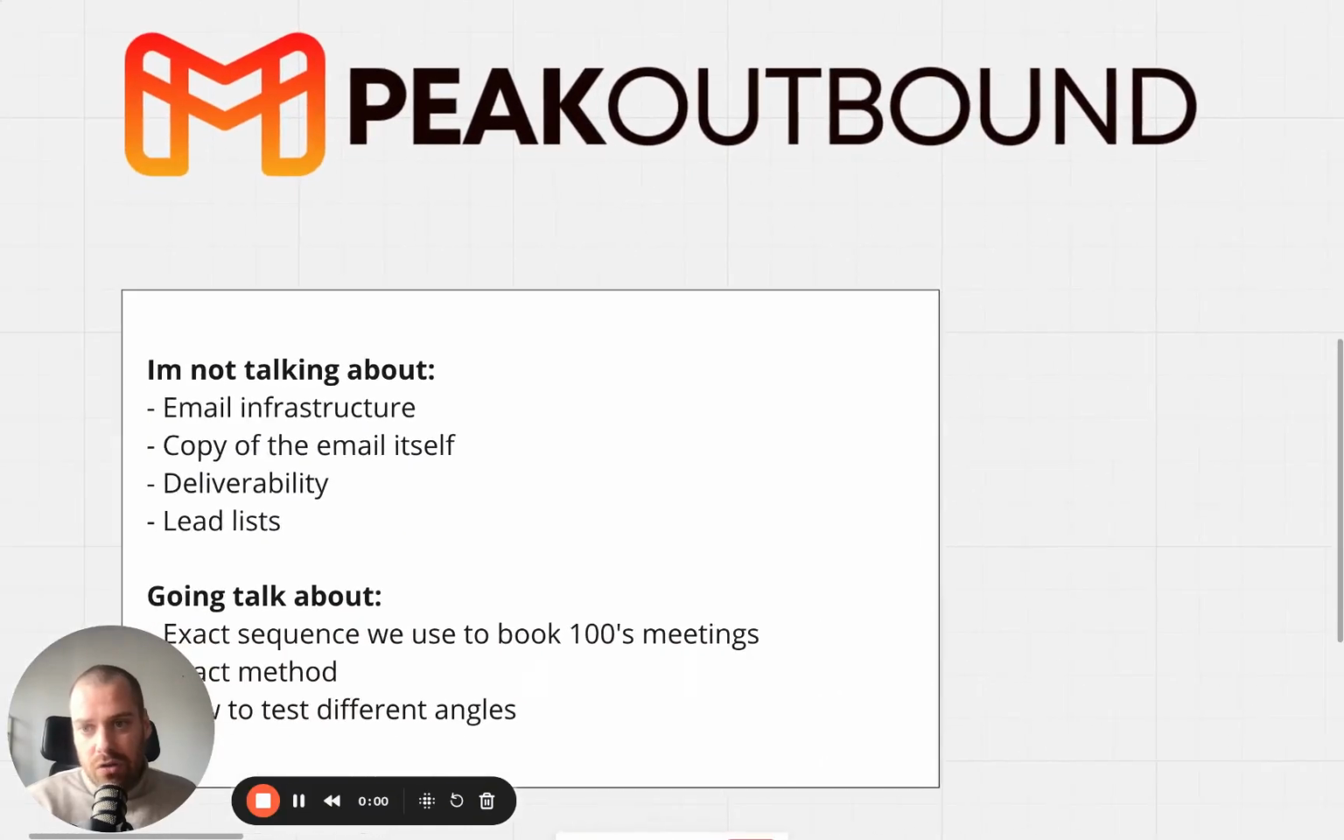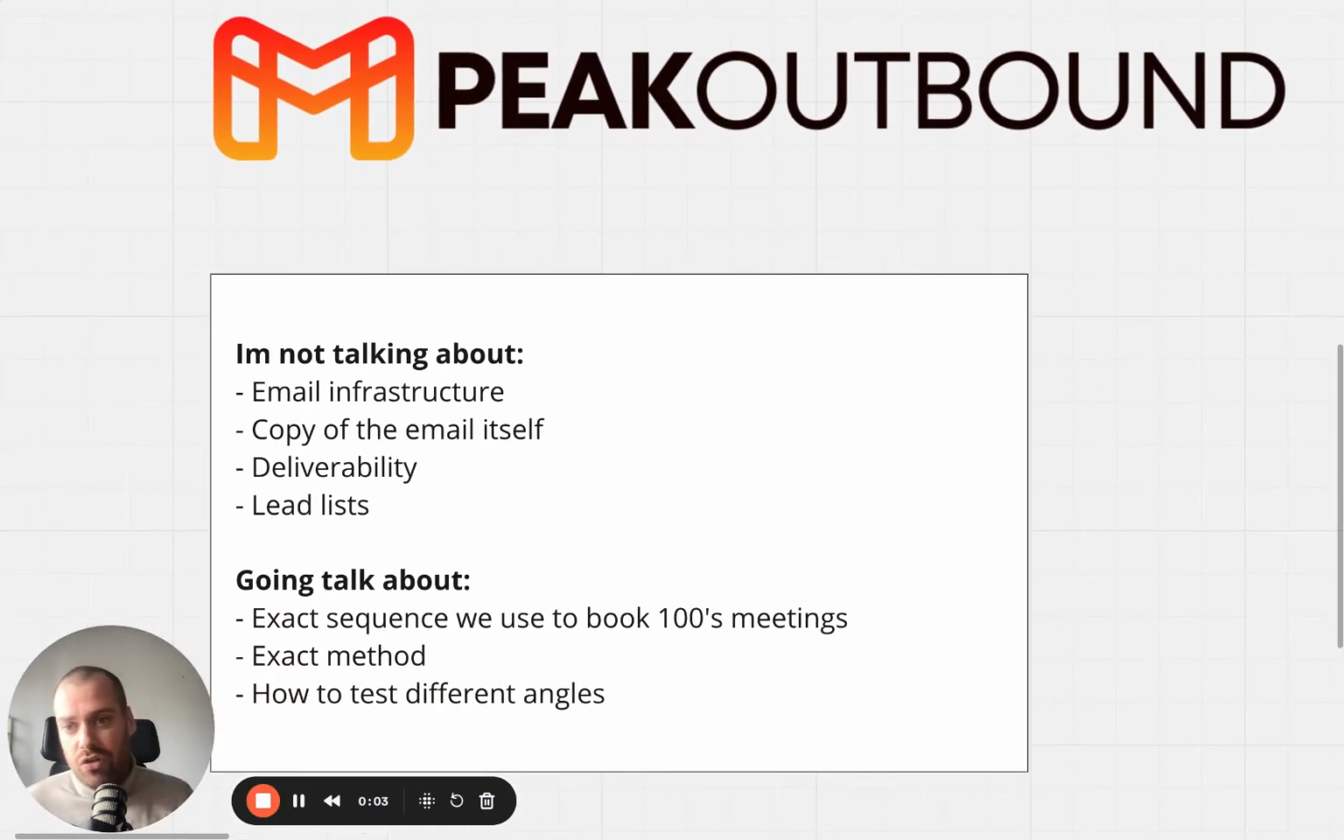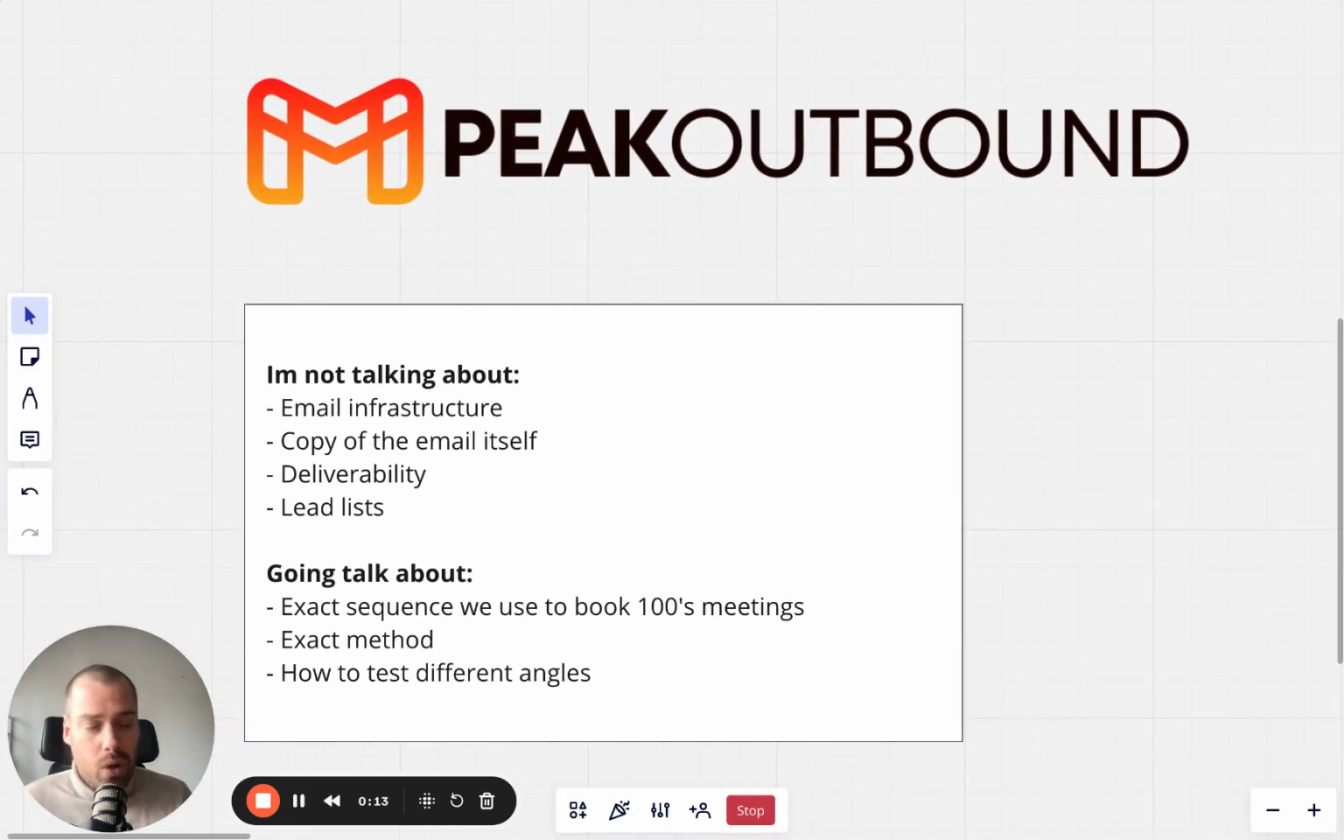So in this email, I'm not talking about email infrastructure. I'm also not talking about a copy of the email itself. I'm not talking about deliverability, and I'm not talking about how you can make a lead list. But I'm going to talk about the exact method we use to book hundreds to thousands of meetings for our clients and for ourselves. So it's the exact method, the exact sequence, the exact 5 emails we use for this.